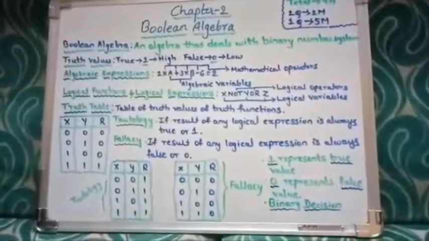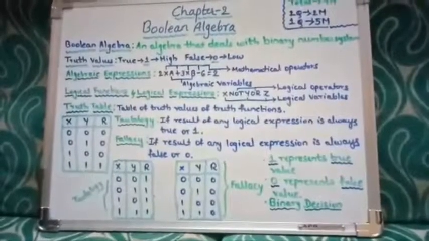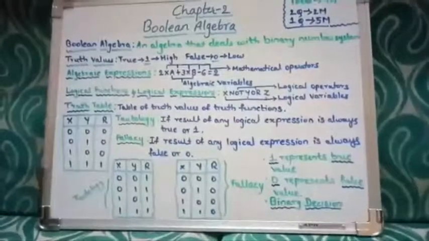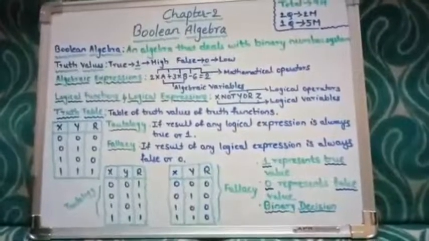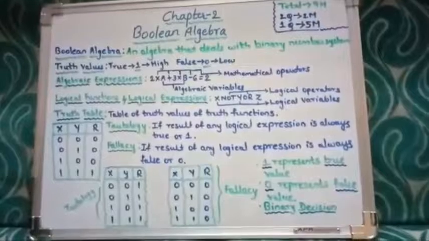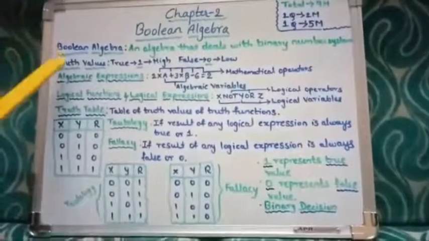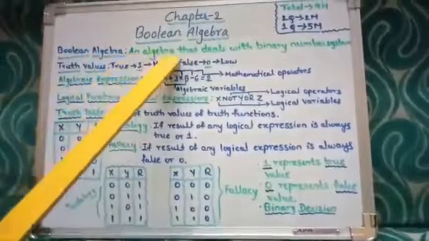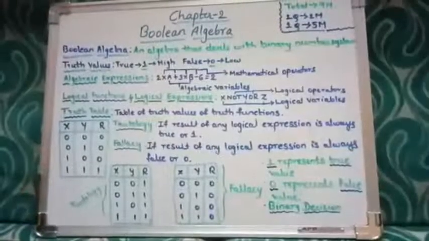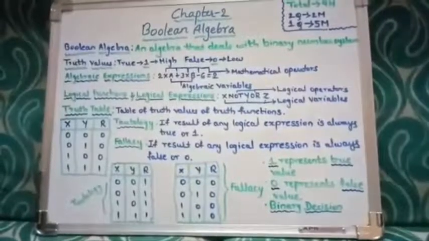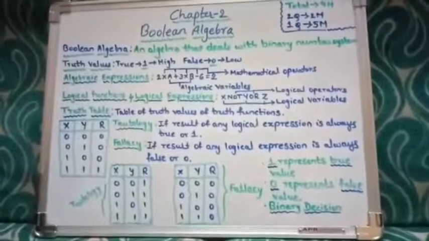In the previous course, we have seen that computers normally use binary numbers, usually denoted by 1 and 0 respectively. In this chapter, you will learn about an algebra that deals with the binary number system. This algebra is known as Boolean algebra. Means Boolean algebra is an algebra that deals with the binary number system. Boolean algebra is very useful in designing logic circuits used by the processors of the computer system.